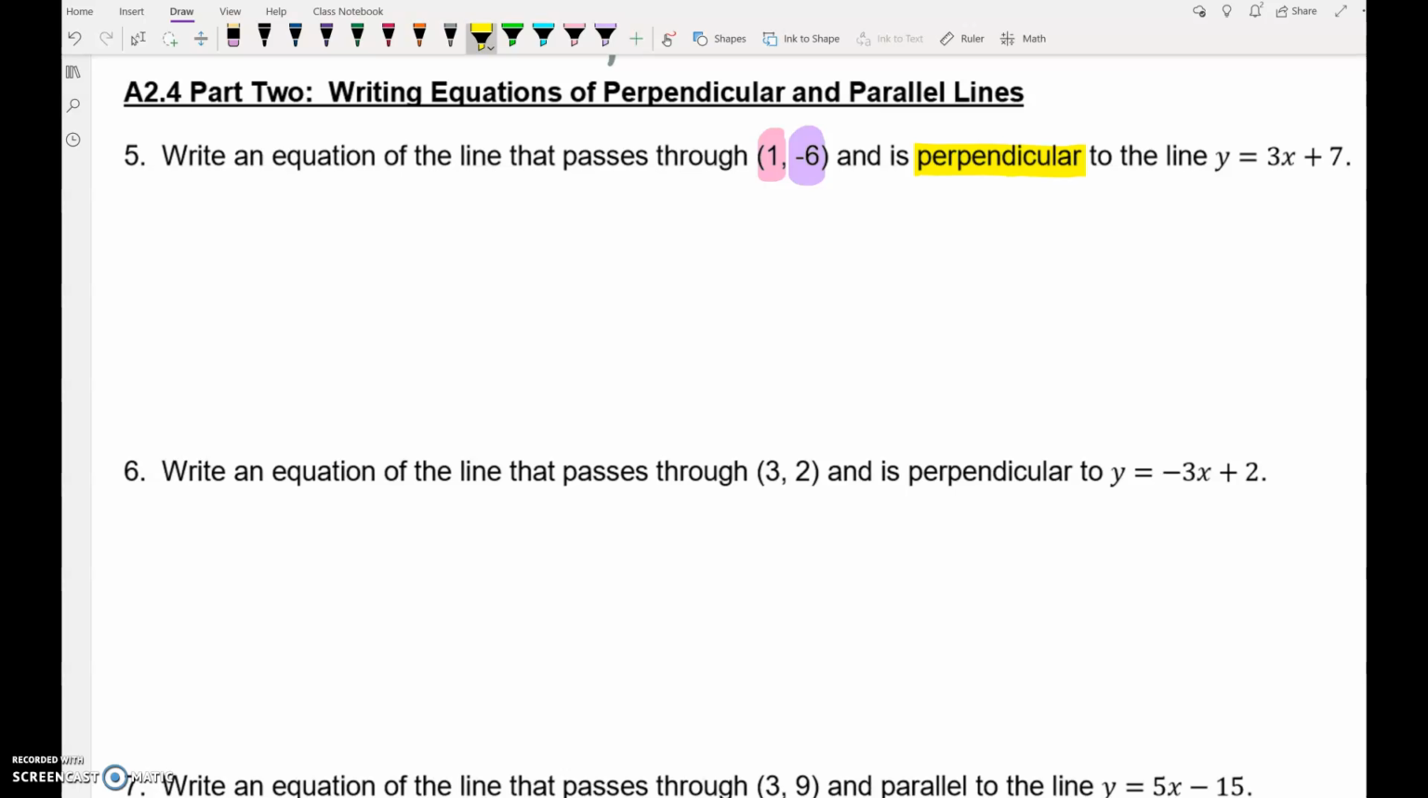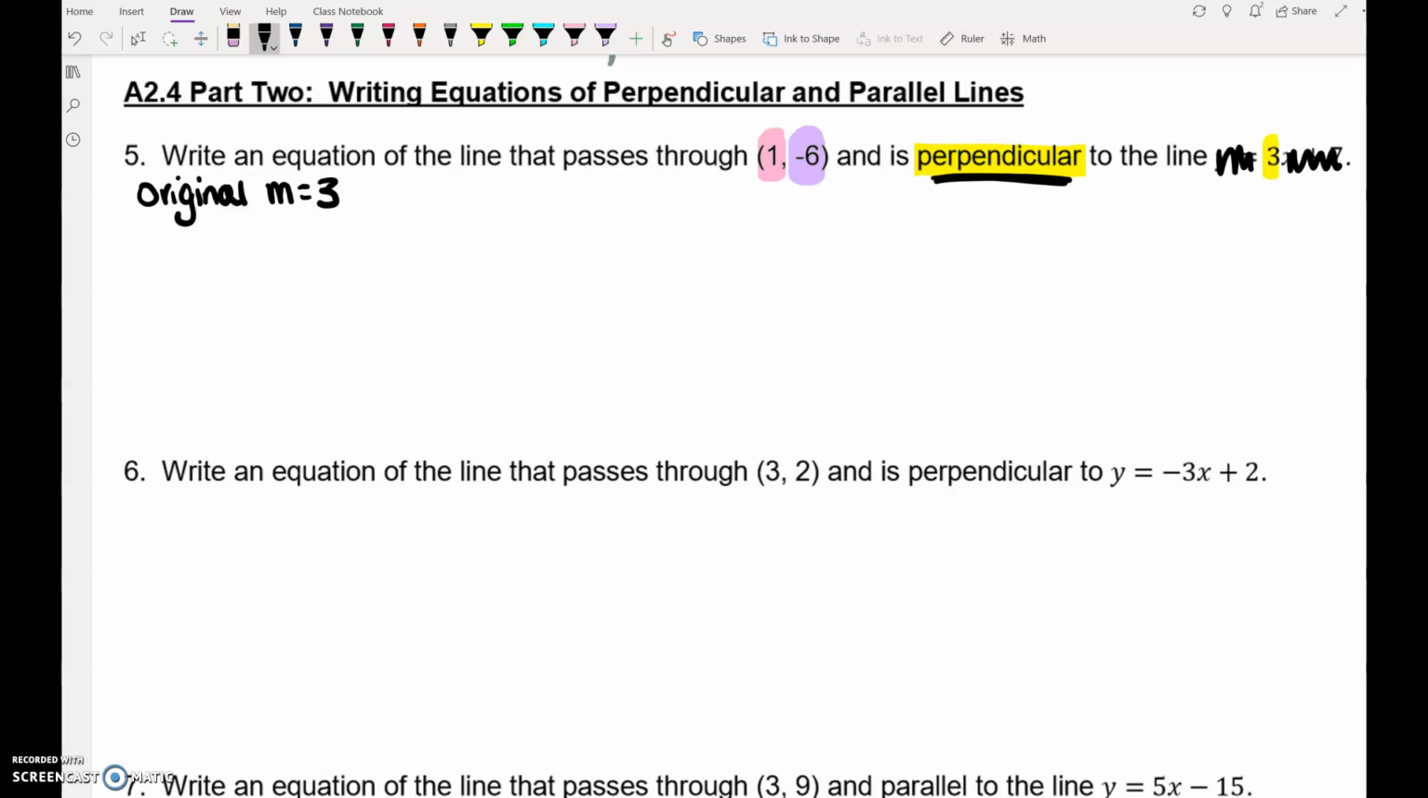This equation, y equals 3x plus 7, this is a bowl of candy. You need to take the good stuff. What's the slope of that line? 3. The rest of that equation is absolute trash. You don't need it. You don't want it. Get rid of it so it doesn't confuse you. Okay? So the original slope was 3.